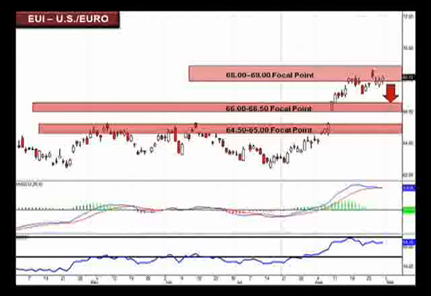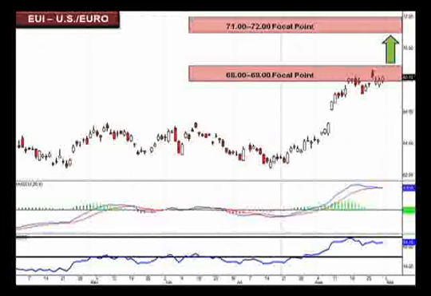If at this stage we were to, for whatever reason, break above the 69 level, at that point the window opens for a measured move all the way up to the 71-72 focal point on the upside.